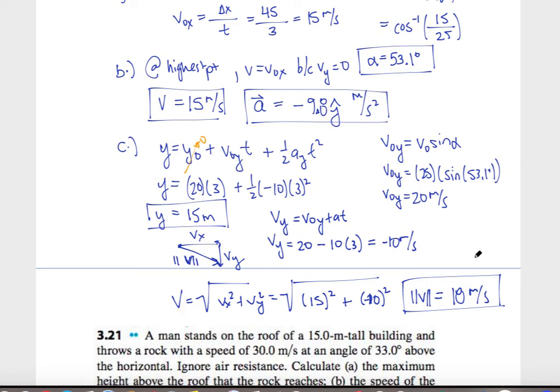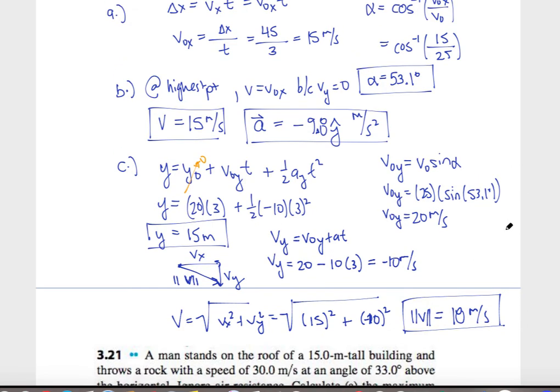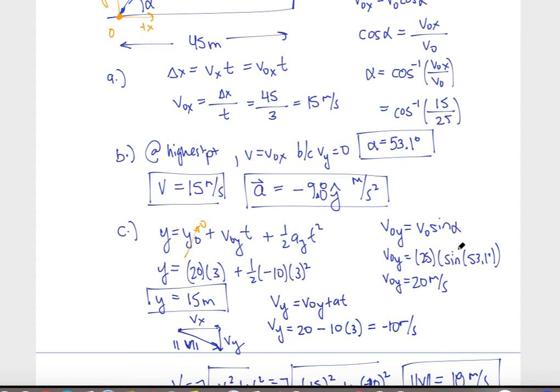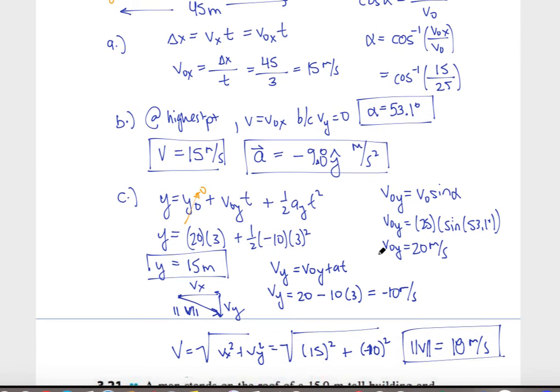So we're starting to see a trend with the way projectiles work. Typically, we will be finding some information related to time. Then we need to make sure we can use all different versions of our kinematics equations in order to solve for any unknown quantities.